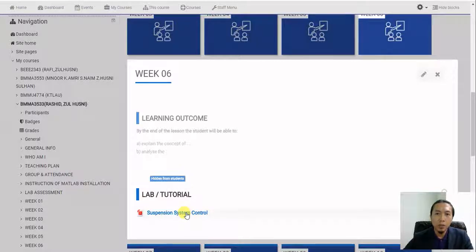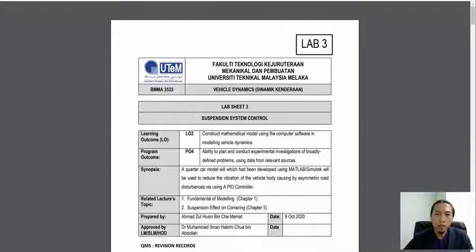Suspension system control. The synopsis for this lab session is that a quarter car model, which has been developed using MATLAB, will be used to reduce the vibration of the vehicle body caused by asymmetric road disturbance by using a PID controller.